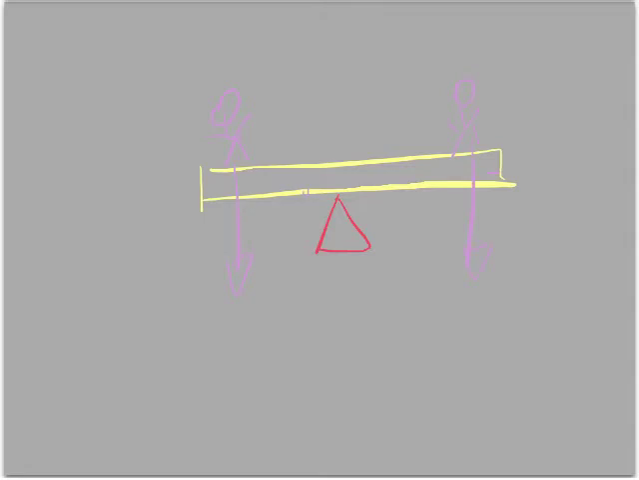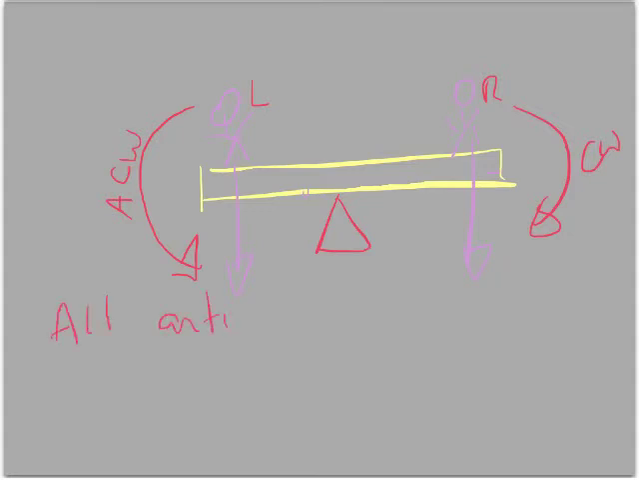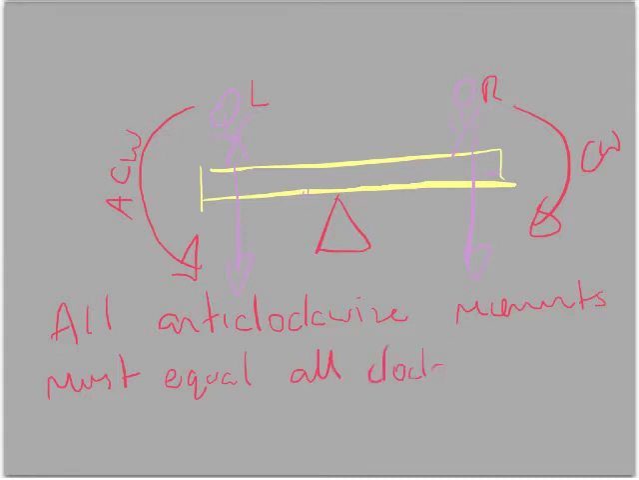Now you can see that the person on the left, let's call him lefty, and we've got righty. Lefty is going to try and rotate the beam in an anti-clockwise motion, and this guy is trying to rotate it in a clockwise motion. Now for us to be balanced, we can say this. So write this down. All anti-clockwise moments must equal all clockwise moments.